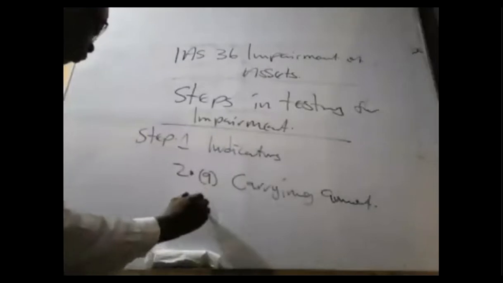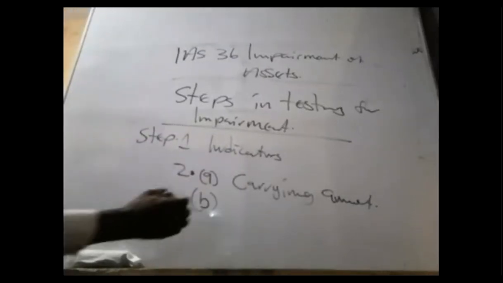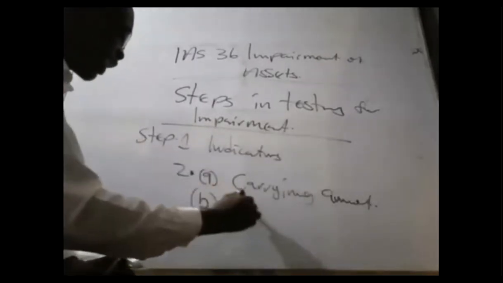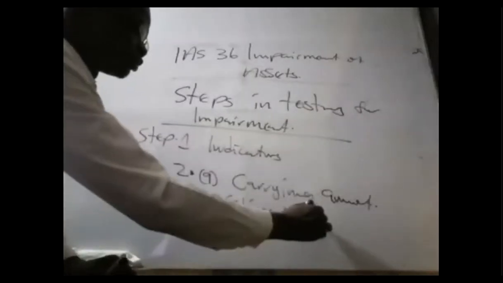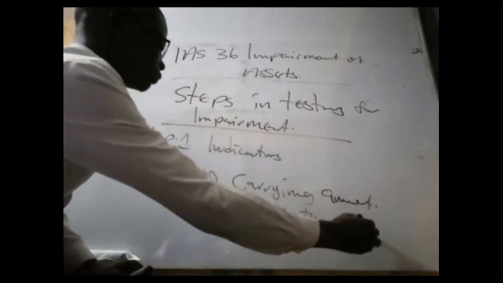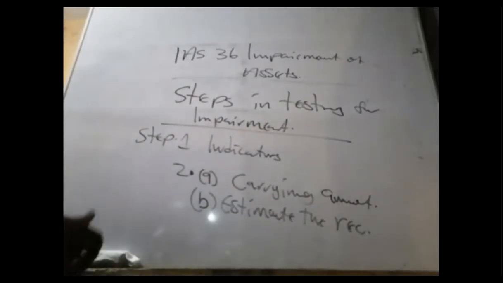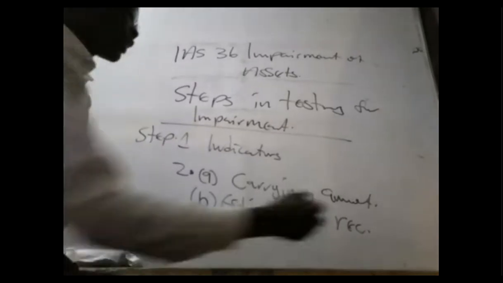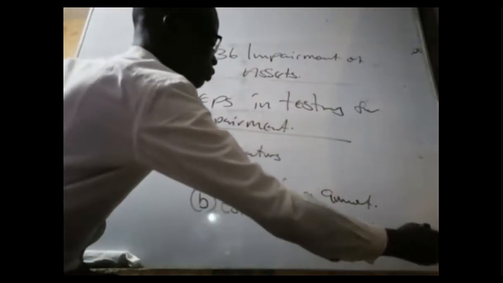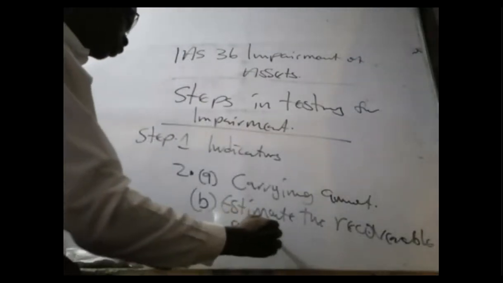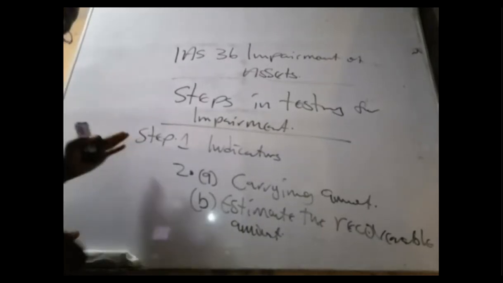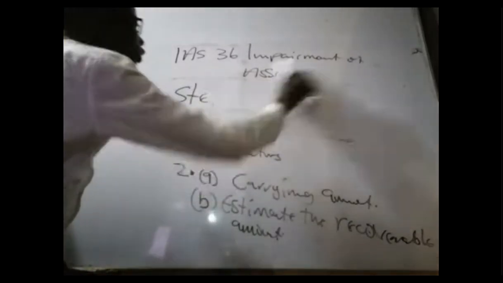B. Now, estimate the recoverable amount. That is where the issue is, the recoverable amount. Now let's take time and go through how we can obtain the recoverable amount. So that's the second stage. I'm going to take time probably to go through this recoverable amount, how we can obtain it.